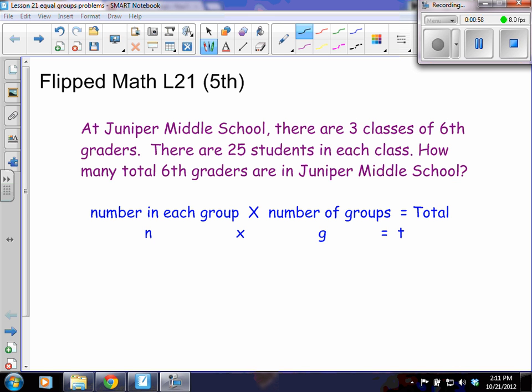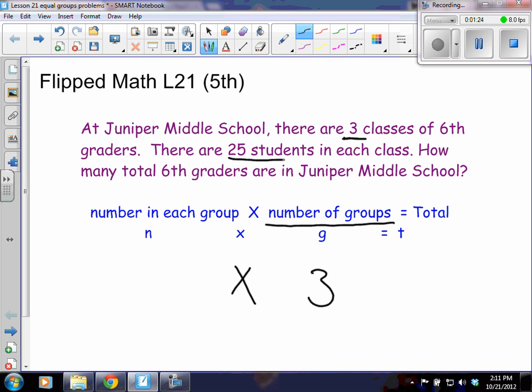Our problem gives us this information that there are 3 classes. And so we look at our 3 ideas: number in each group, number of groups, or total. And of course that 3 tells us the number of groups. A class is a group, so there are 3 groups in this case. The next number we see in our problem is 25 students, and then we want to look at this last detail: in each class.